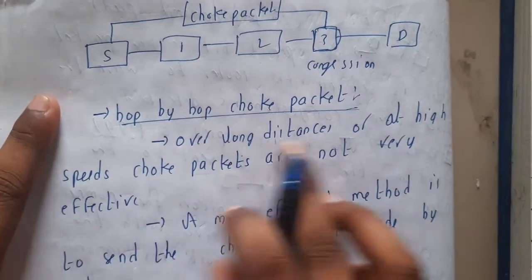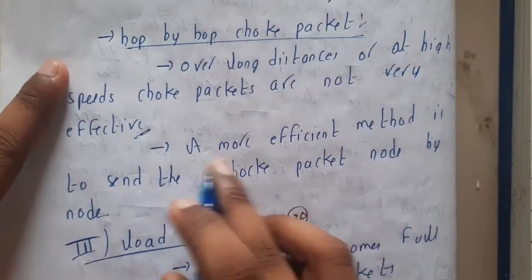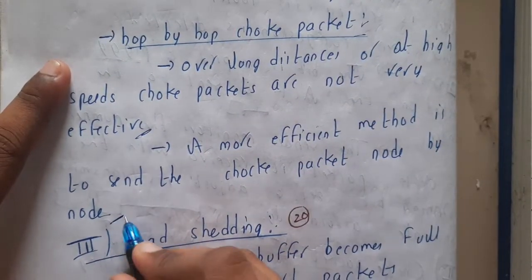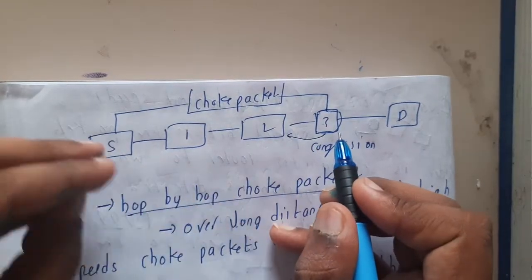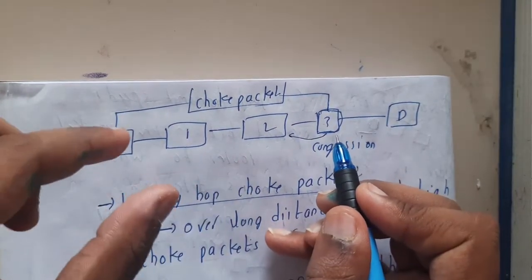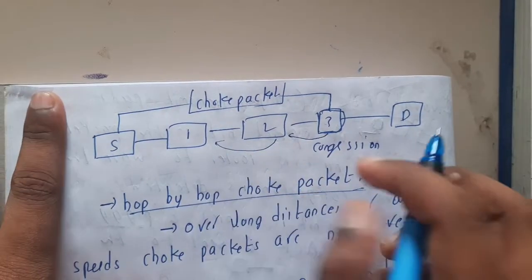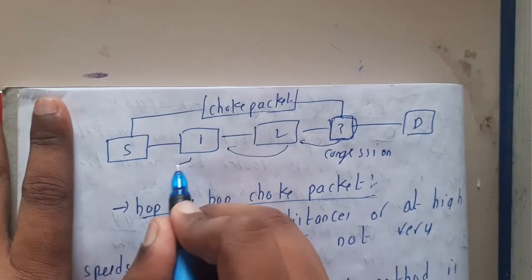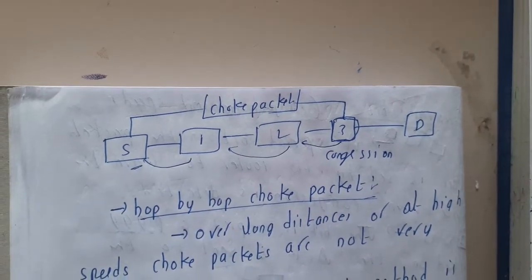Over long distances or at high speed, choke packets are not very effective. A more effective method is to send the packet node by node. So you inform node 2 to please transfer this choke packet to node S. Again, node 2 sends it to node 1: here is the choke packet, please send it to S1. Similarly, at the end it will reach S1, and S1 will slow its transmission. That's it. So this is the logic behind choke packet.